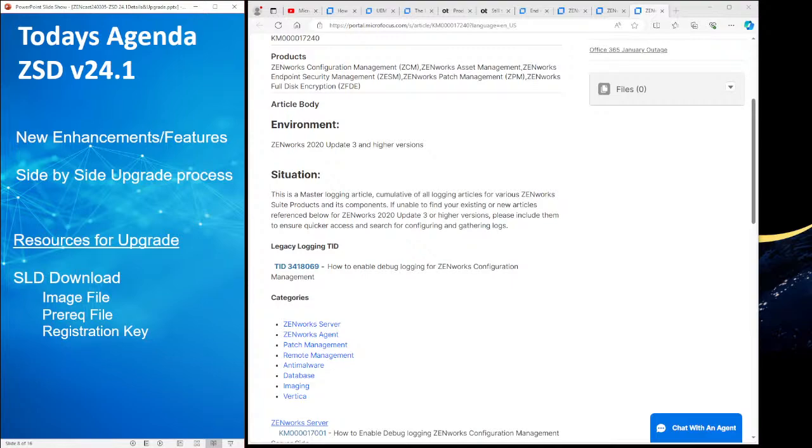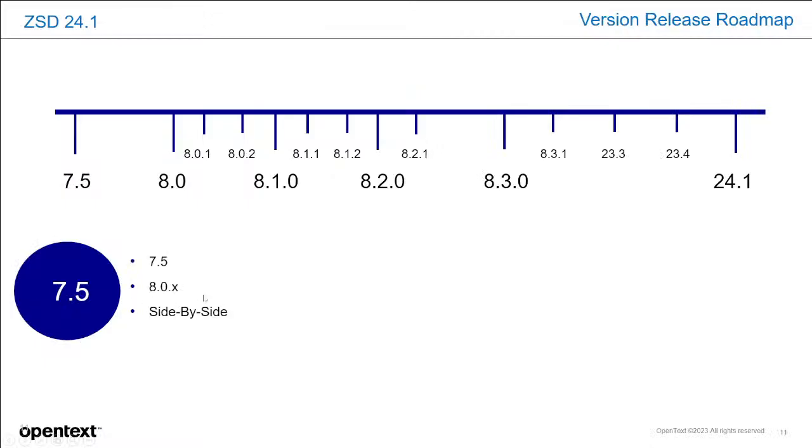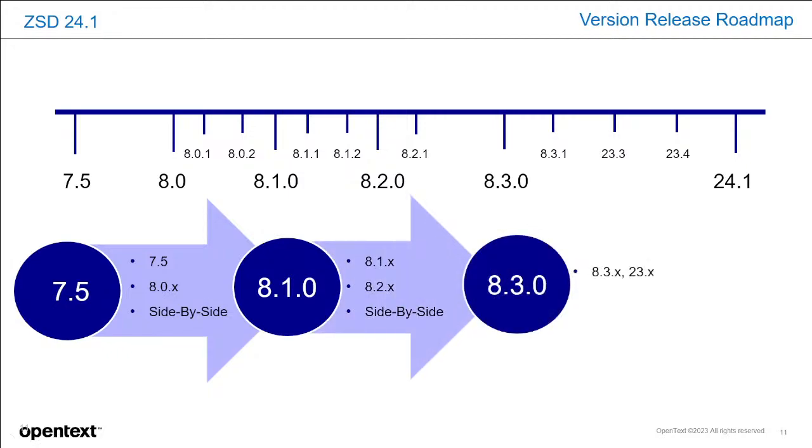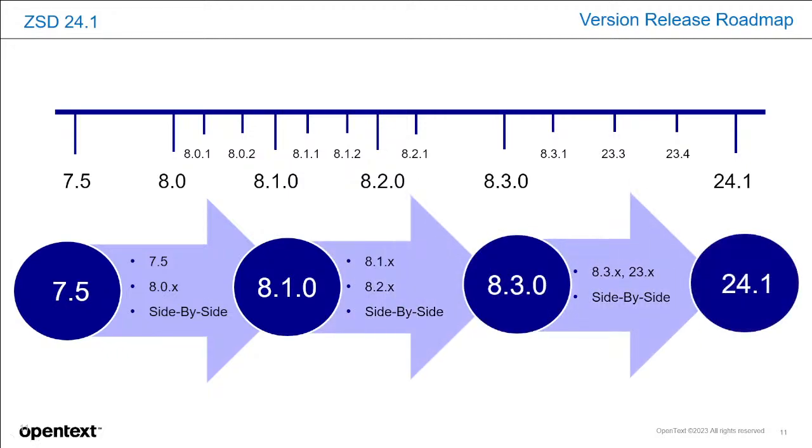Okay, I'm going to throw up a quick presentation slide just to show you what we're doing as you go from version to version. In this particular case, you would go to these major releases on a side-by-side, meaning you prop up a new appliance. If you were at 8.1 and wanted to get to 24.1, you'd have to prop up an 8.3 and then prop up a 24.1.